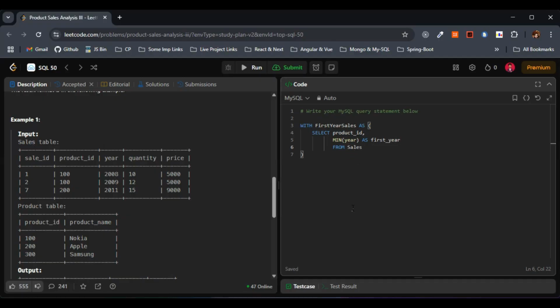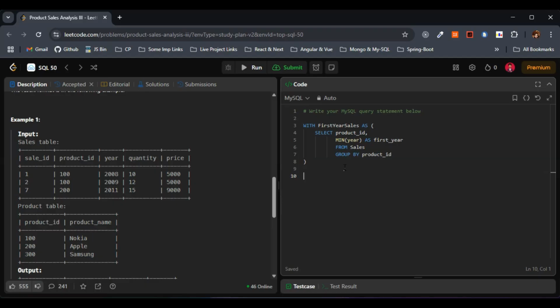So again, if you remember in the approach, we said that we'll be going with a group by. Based on the product ID, we will be grouping, right? So let me type here group by product ID. Let me copy this one again and paste it over here. This is fine. This is the first step, if you remember. So we are finding the first year each product was sold.